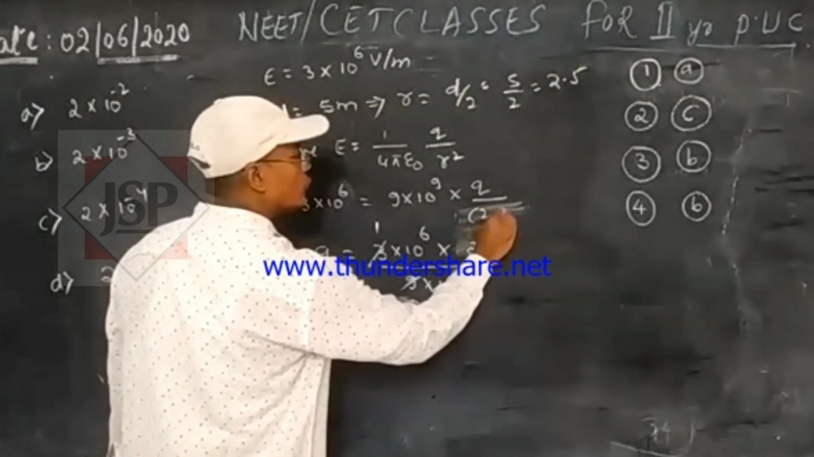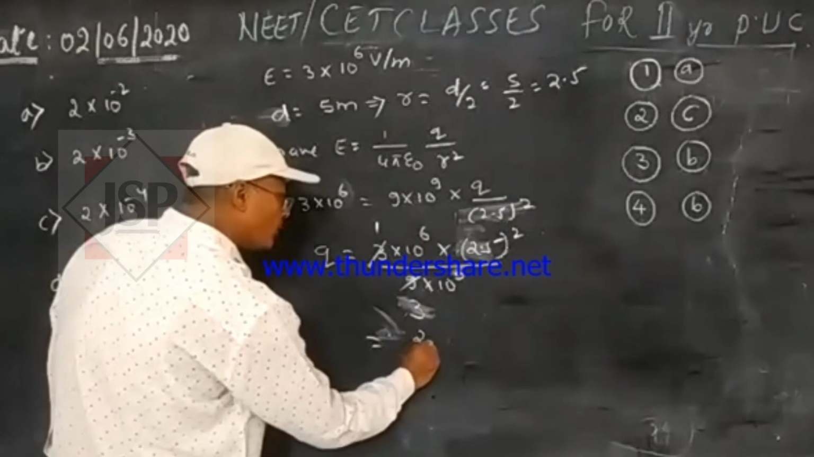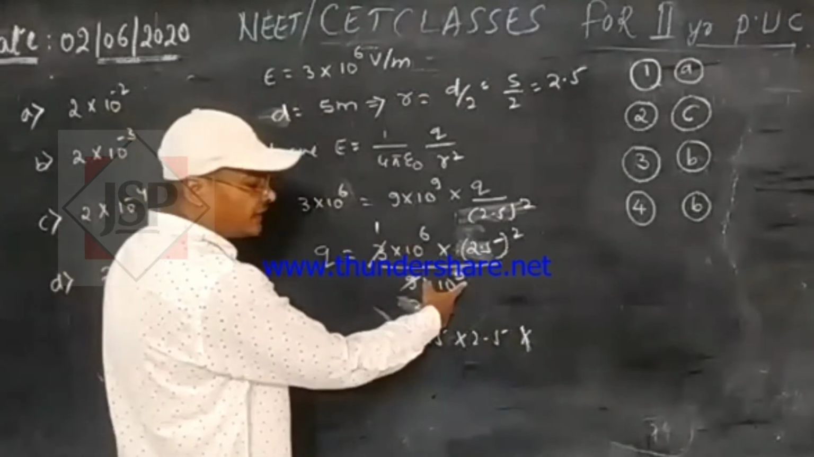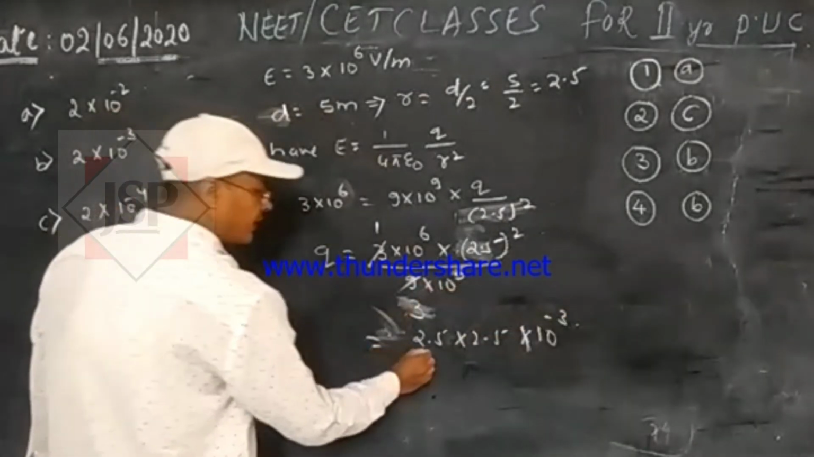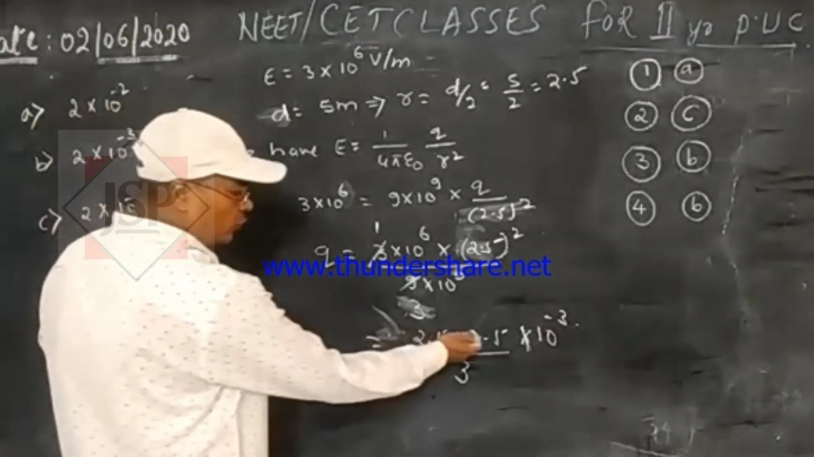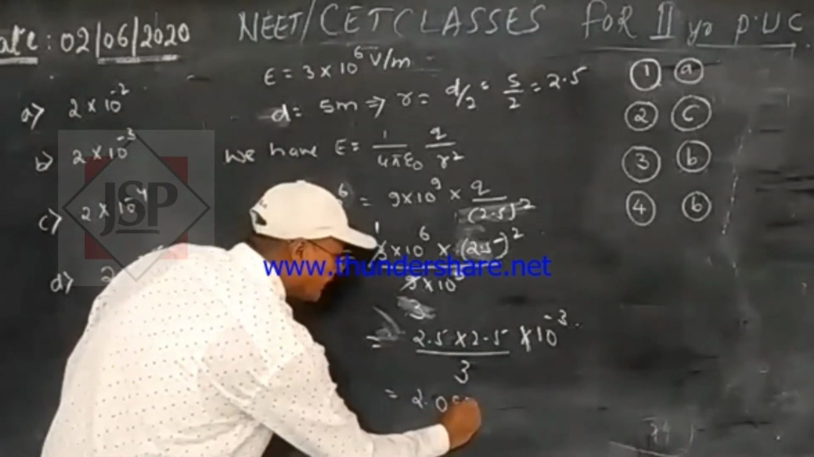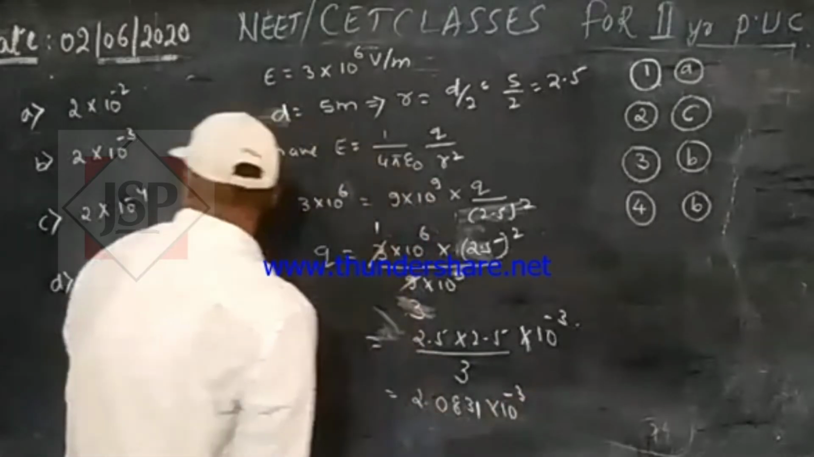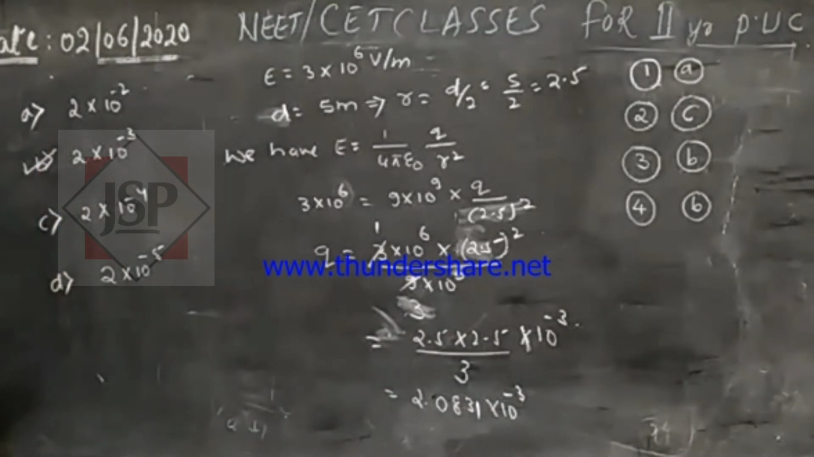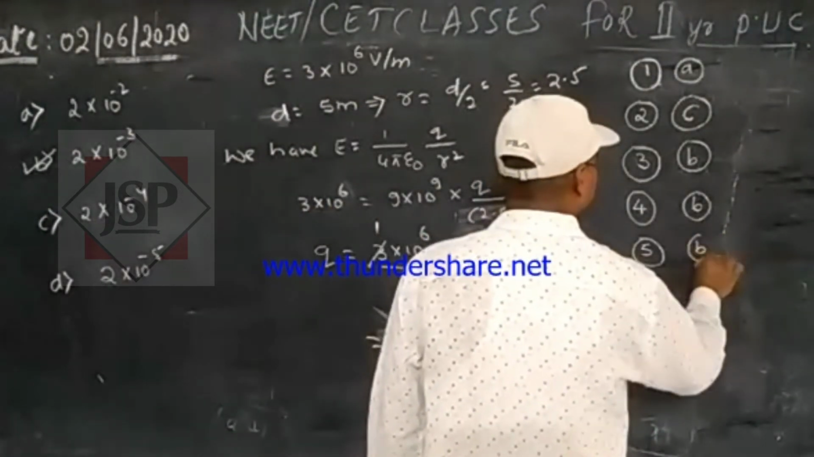So see, 2.5 whole square. We can write it like 2.5 into 2.5. This is minus 9, so this is minus 3 divided by 3. Okay, so multiplying 2.5 into 2.5 divided by 3, we are getting 2.083 into 10 to the power of minus 3. I hope the answer is nearly this one. So 2.083 into 10 to the power of minus 3 is the answer.